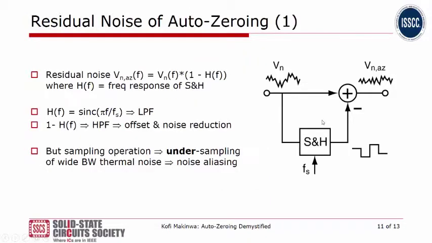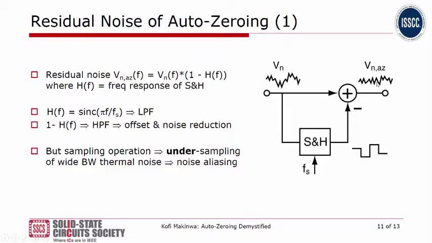Now, okay, so that was the sample and hold. The sample and hold is only one part of the auto-zeroing amplifier. So let's look at how the sample and hold noise affects the whole system. So here's a block diagram of the auto-zeroing system again. But now instead of offset, I'm just showing you the input noise.